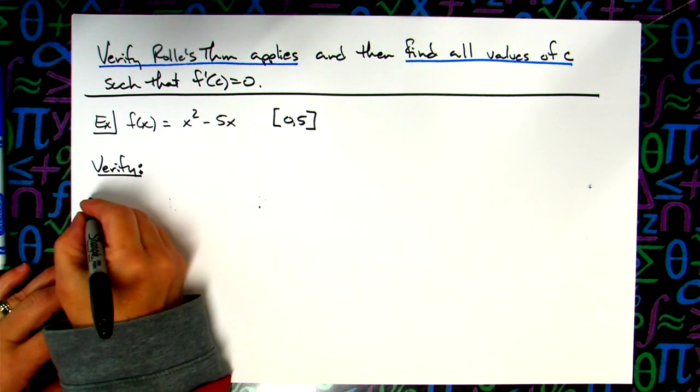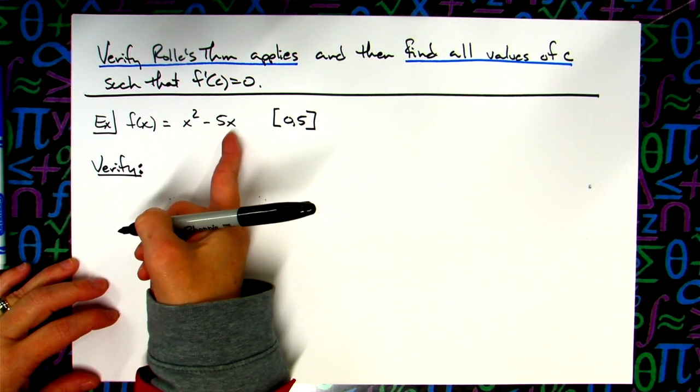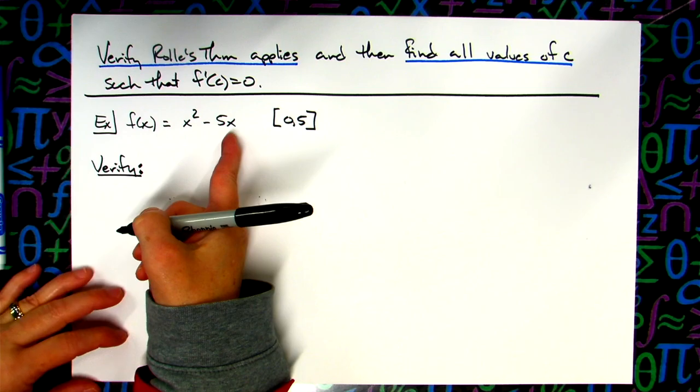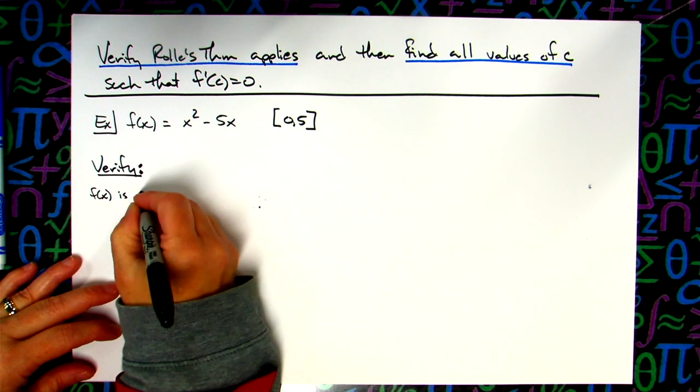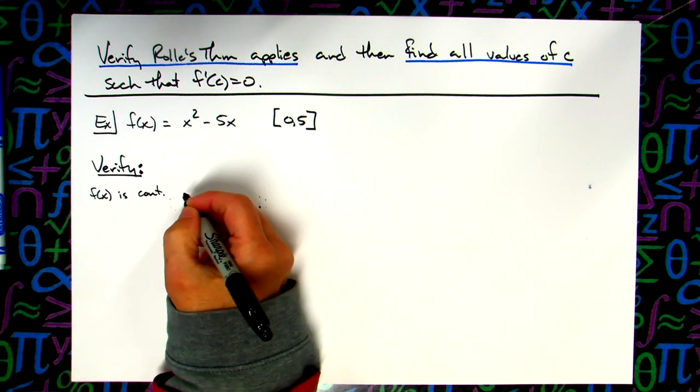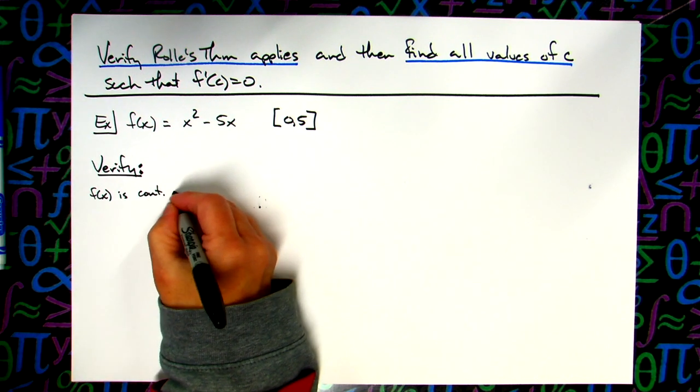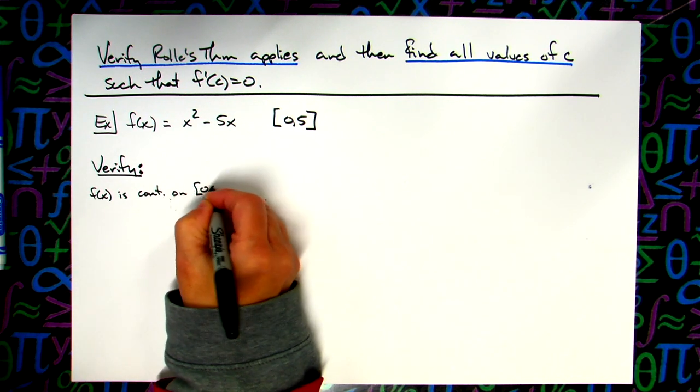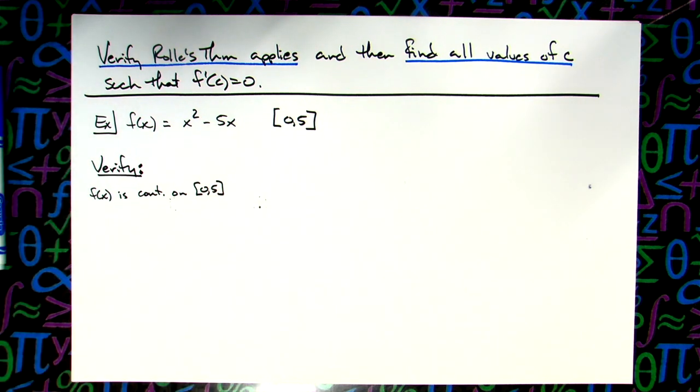All right, so polynomial curve, right? So we know it's continuous. So you're going to say f of x is continuous, and it's continuous where? On the closed. And yes, that makes a big difference. All right.